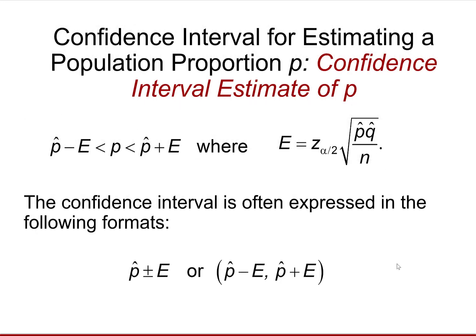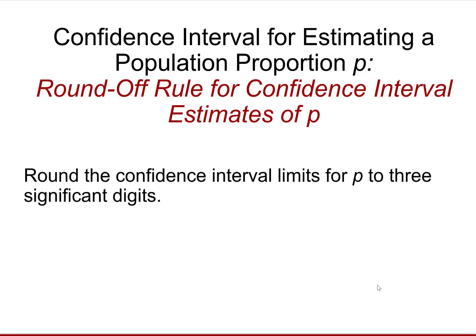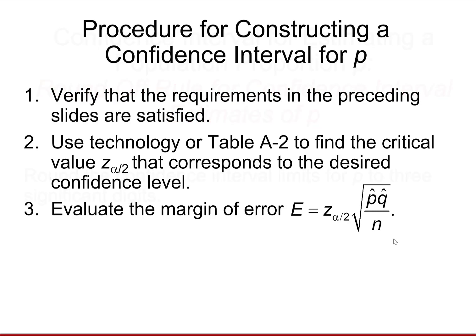And here's how the confidence interval is built. It's going to be p hat minus the margin of error as the lower bound, and p hat plus the margin of error as the upper bound. Sometimes it's written in that format, sometimes in a more shorthand format where we say p hat plus or minus the margin of error. Round off rules: you're going to round off to 3 significant digits.